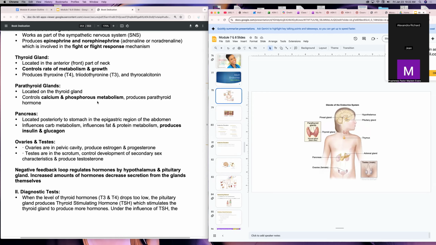Okay, and the ovaries and testes, they're located in the pelvic cavity, and they produce sex hormones. The ovaries produce estrogen and progesterone, the testes produce testosterone, and these help control the development of secondary sexual characteristics that define us as adult men and adult women.